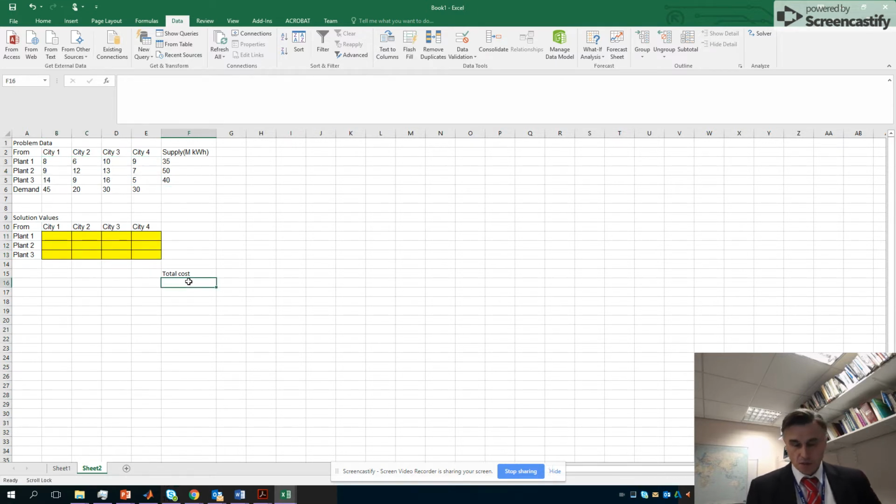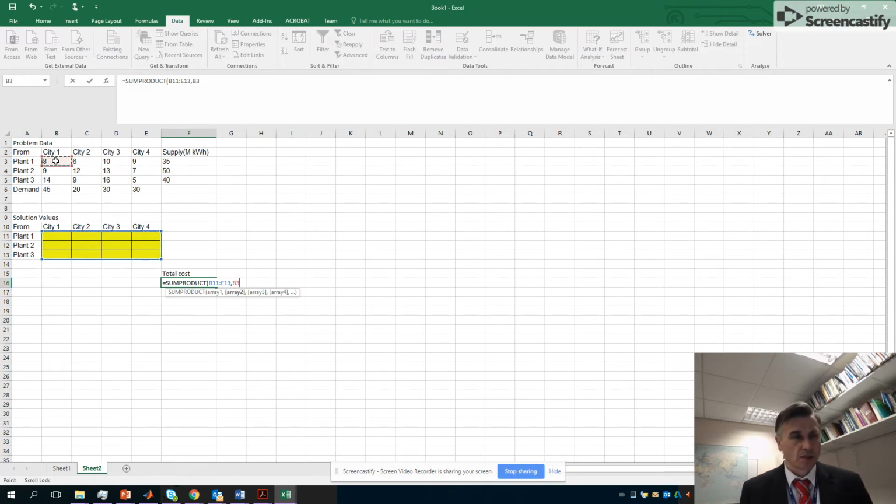Okay, so if I put here, this equals SUMPRODUCT of this array, which I can just select, times this array, close brackets. That's equal to 0 because these blank entries here all correspond to 0. So at the moment, we're not shipping any electricity to any cities.